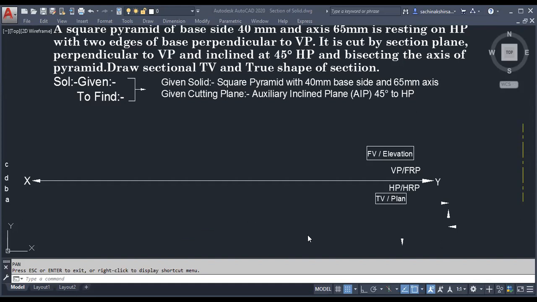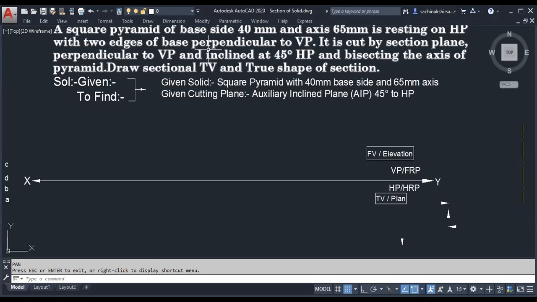AVP will be perpendicular to HP. So this particular square pyramid is cut by AIP or AVP? AIP, because the plane is inclined to HP by 45 degrees, and the other property is that it is perpendicular to VP also. How is it cut? Bisecting the axis of the pyramid.